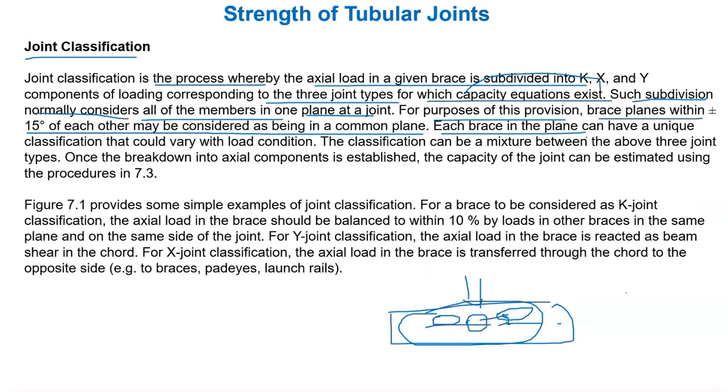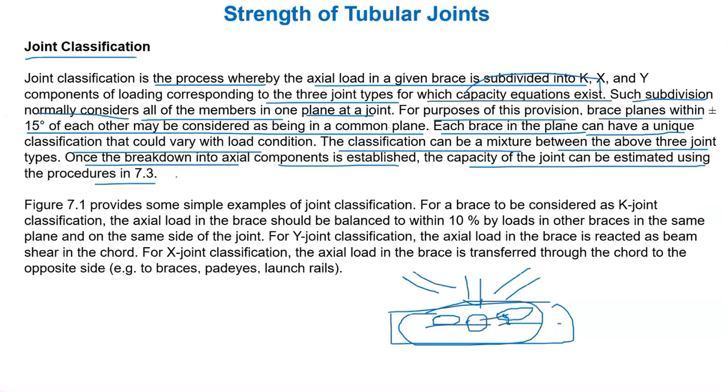Each brace in plane can have a unique classification that could vary with load condition. The classification can be mixed between the above three joint types, KY, KXY, and T also is there. Once the breakdown into axial components is established, based on the loads coming, the capacity of the joint can be estimated using the procedures we have seen earlier. Figure 7.1 provides some simple explanation of joint classification.